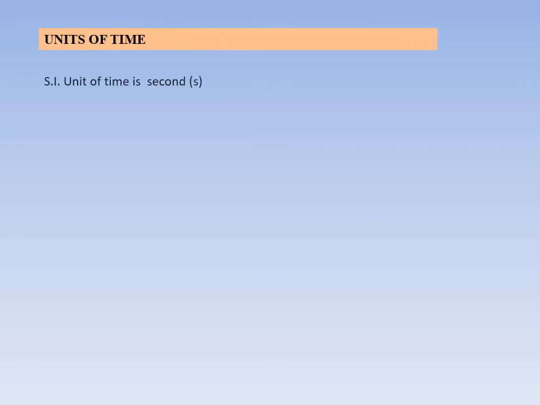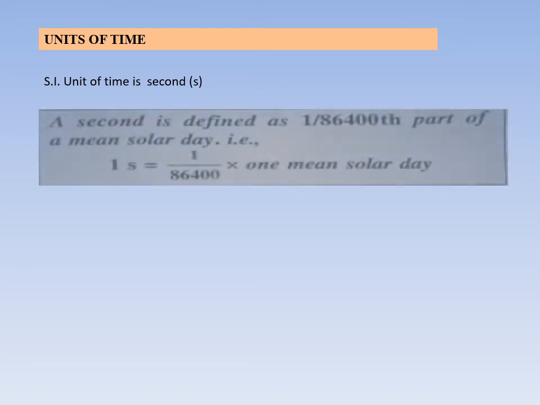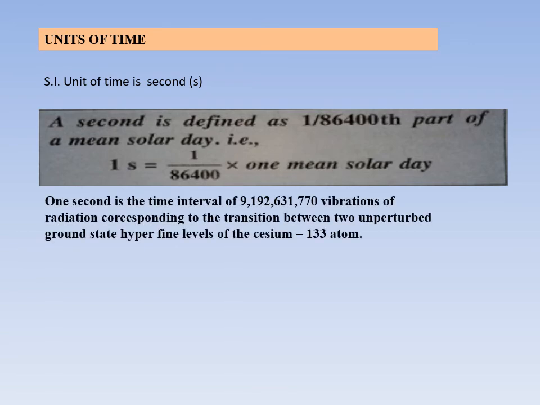Units of time. The SI unit of time is second, which is denoted by letter s. A second is defined as 1 by 86,400 part of a mean solar day. That is, 1 second is equal to 1 by 86,400 into 1 mean solar day. For many years, the above definition of second remained in use. In 1964, a second was defined in terms of energy change in the cesium atom as follows.